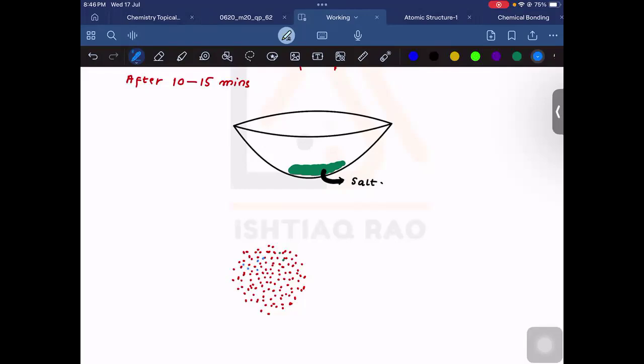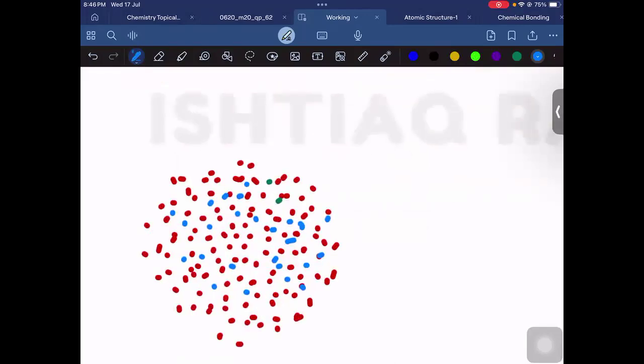Yes, yes. So this is your impurity. The blue one is impurity. So I'm supposed to write this is impurity. Okay. And these are the salt particles.